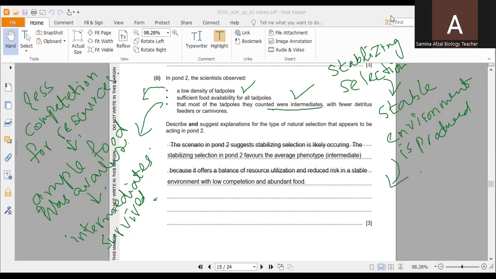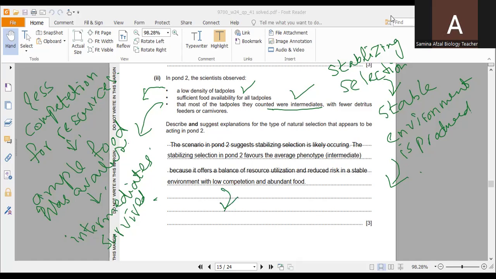So in this scenario, there will be the opposite conditions, because in this case, nature has selected the organisms which have the qualities to eat or to depend on all types of food items. So the scenario in point 2 suggests stabilizing selection. A stable environment is there. So this is called stabilizing selection. Stability is there. So the stabilizing selection in pond 2 favors the average, intermediate phenotype, which offers a balance of resource utilization and reduced risk in a stable environment with low competition and abundant food.